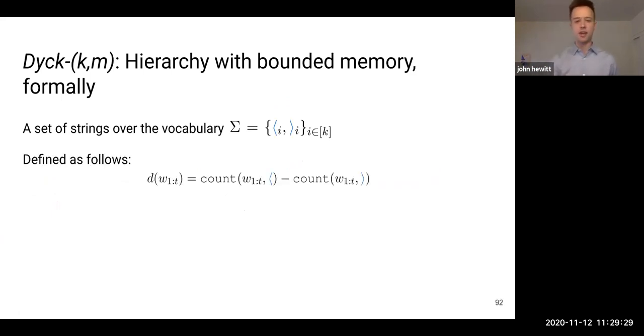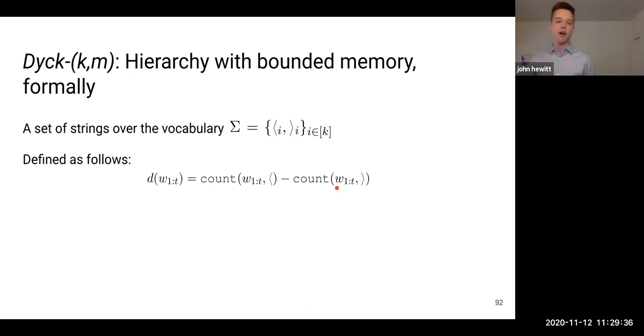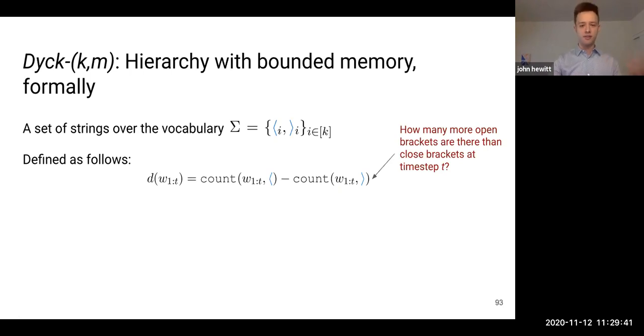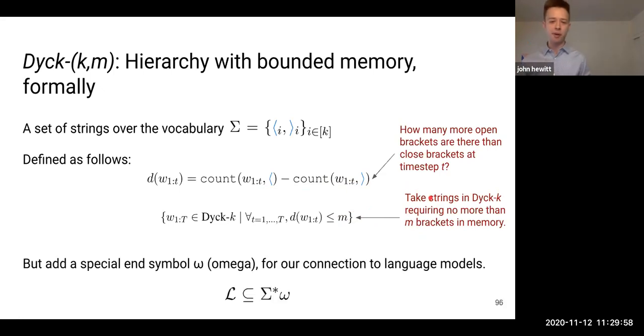So formally, you can define it in a couple of ways. One way to define it is to say, at any time step, at any sequence element, you can count how many more open brackets there are than closed brackets. And that's the depth in the language. So that's a time step t. And then you can just say, take all the strings in Dyck-K and throw out all the ones that ever have more than m open brackets, where m is the general stack depth bound. Okay, so it's just putting a memory bound on Dyck-K, and we'll add the special end of sequence symbol here as well.